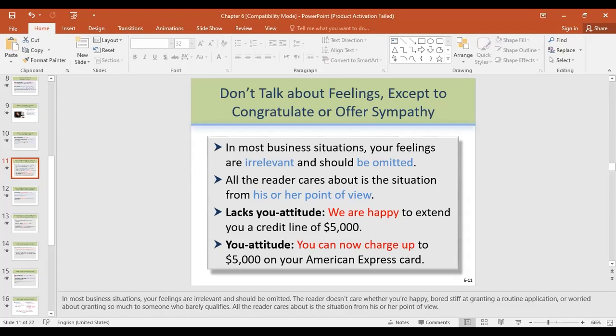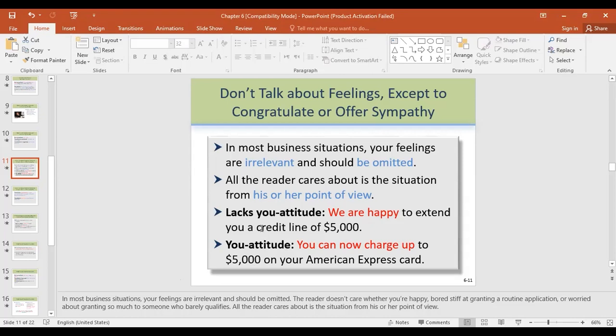Okay, let's say that lacks you attitude: we are happy to extend you a credit line of $5,000. And you can say here: you can now charge up to $5,000 on your American Express card.